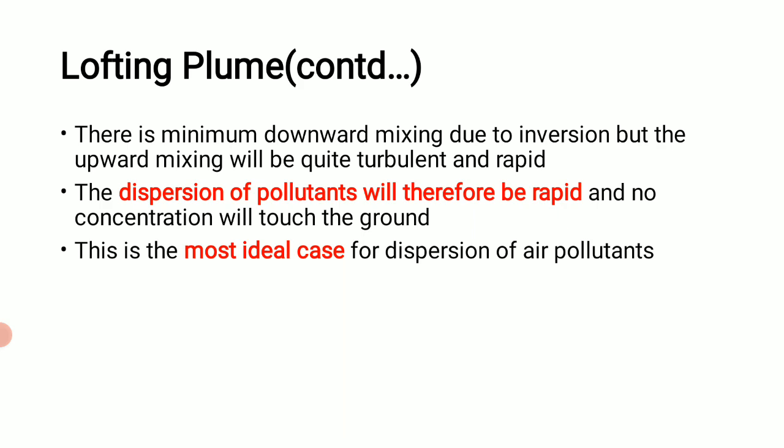So what we actually want, for a better air quality, is to prevent the pollutants from reaching the ground. Okay, so that there will not be any ill effects. So this lofting plume is considered to be the most ideal case. Why? Because the pollutants get dispersed in the upper atmosphere, or above the stack, and will not reach the ground level when comparing with all the other kinds of plume behavior.